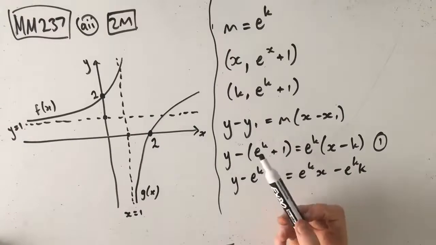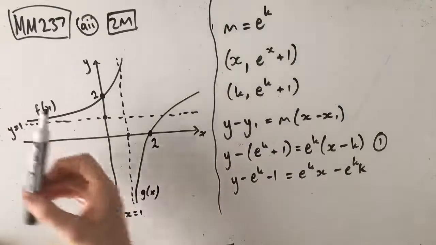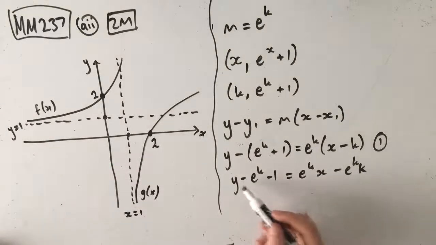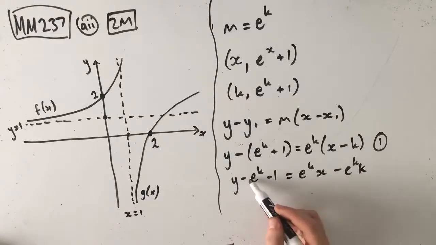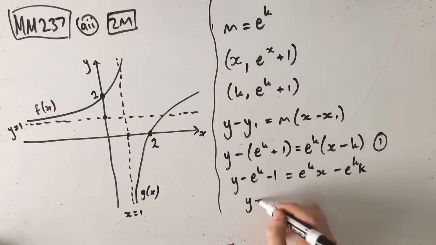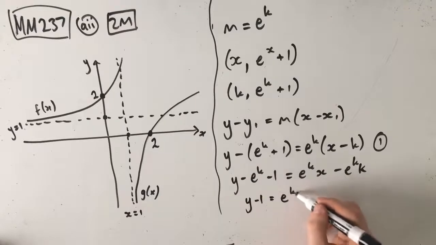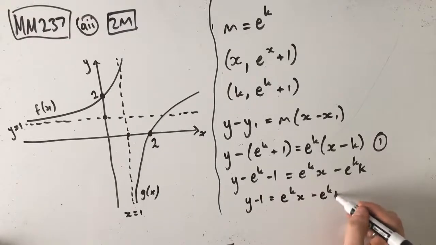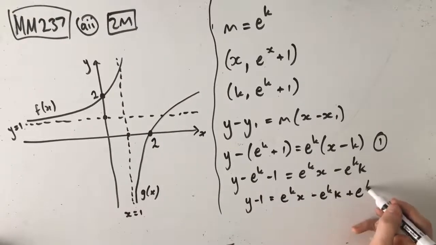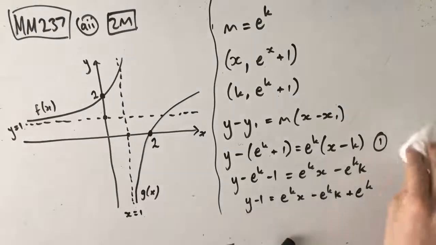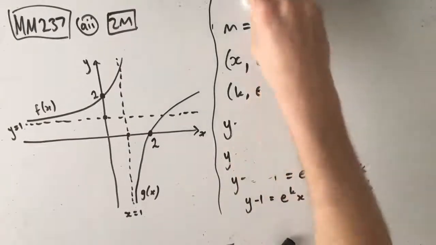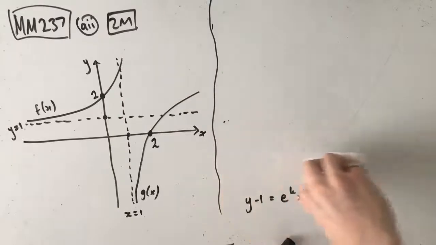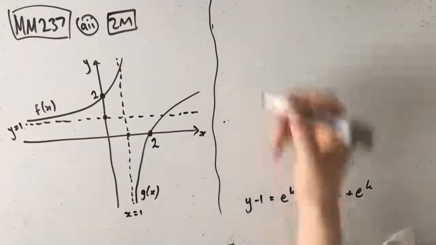So we need to think about what format we want this in. We're going to want y take away 1 equals something, right? So we've already got our y take away 1 here, which means we just need to take that e to the k over to the other side. So we get y take 1 equals e to the k x minus e to the k times k plus e to the k, right? So we're almost there in terms of our format that we want, but we can see that we're not actually quite there yet.